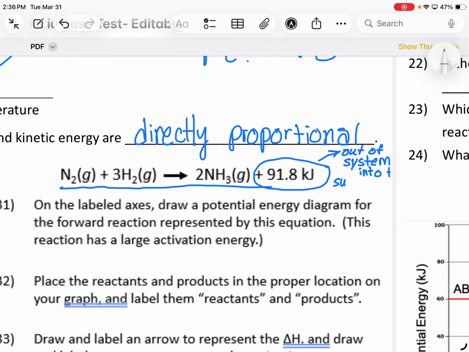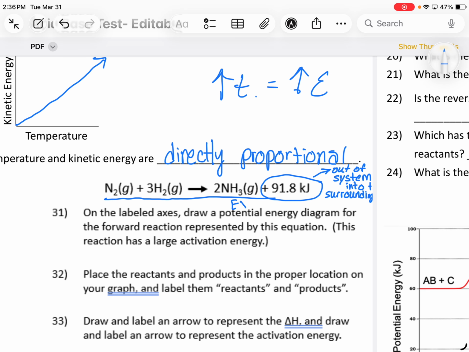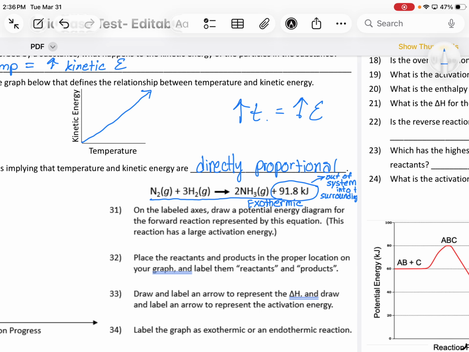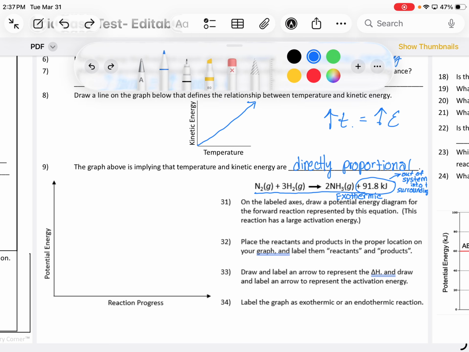What do we call reactions where energy leaves the system and goes into the surroundings? We call those types of reactions exothermic. Energy is exiting the system. It's exothermic. Now, if we look at number 31, on the labeled axes down here, draw a potential energy diagram for the forward reaction represented by this equation. This reaction has a large activation energy. So, since we know that energy is a product, we know it's exothermic.